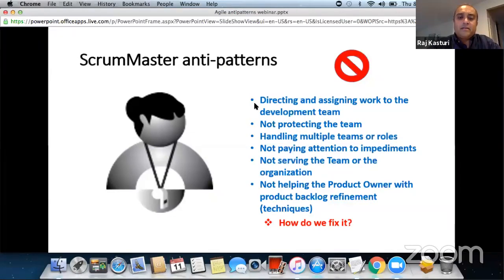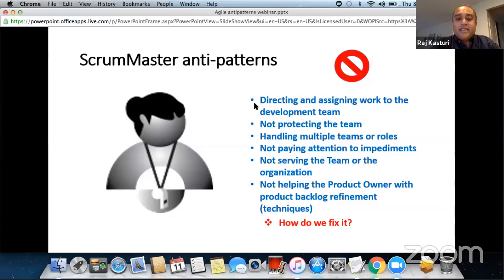Now, the other thing is handling multiple teams or roles. A lot of organizations have this pressure of ensuring that the Scrum Master can be working on multiple teams. Can you be a Scrum Master for like 4 teams? That's too much. A good Scrum Master is someone who may be working on 2 teams. The Scrum Guide doesn't really suggest anything, but they say that it's the dedication. It's a dedicated team, right?